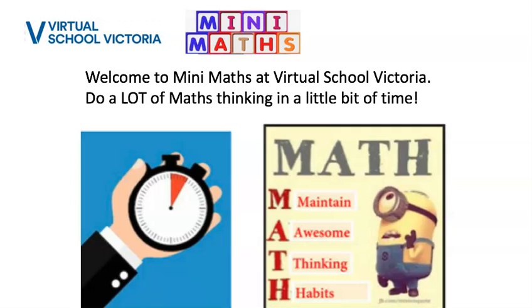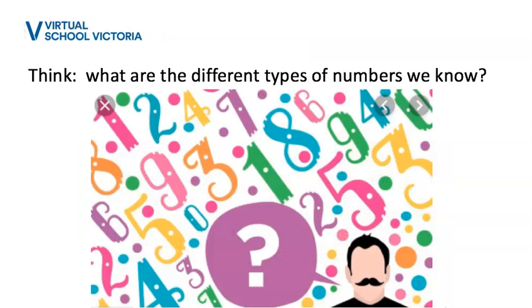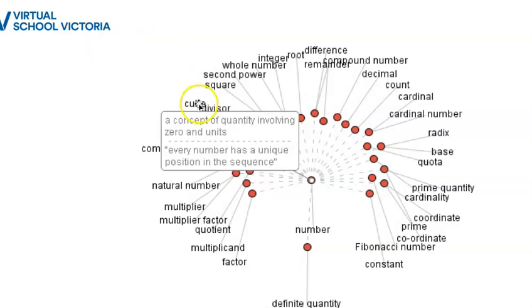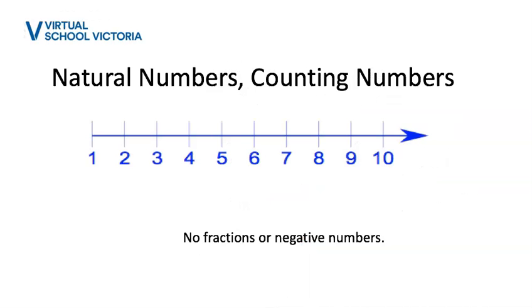Today's theme is the different types of numbers in our number system. Think about all the different types of numbers that we know. Here are some examples. We have squares and cubes and factors and primes and cardinal numbers and decimal numbers and compound numbers. Definite sort of numbers, so there's quite a huge list of different types of numbers.